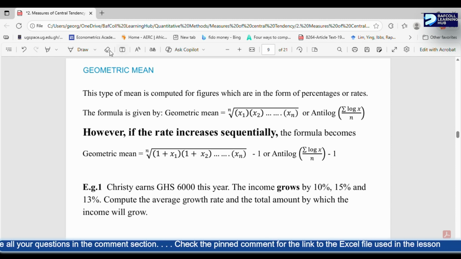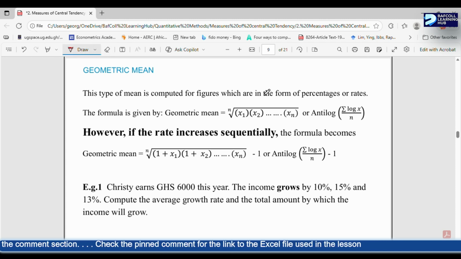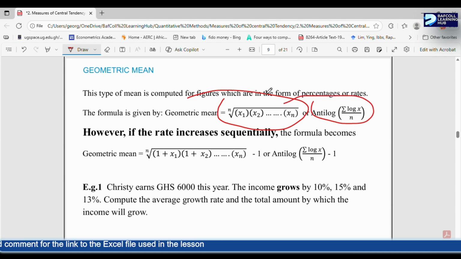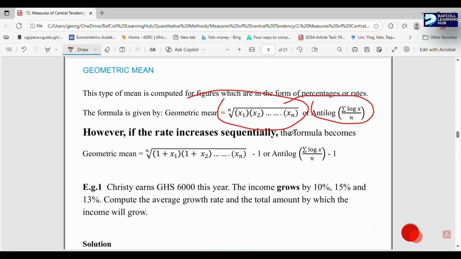Either you go by this over here, or we can use the antilog: antilog of summation of log x over n, the number of values. However, if the rate increases sequentially, the formula becomes this. So we should take note of this. If the rate increases sequentially, the formula becomes this over here.